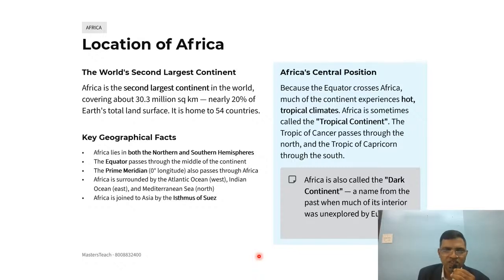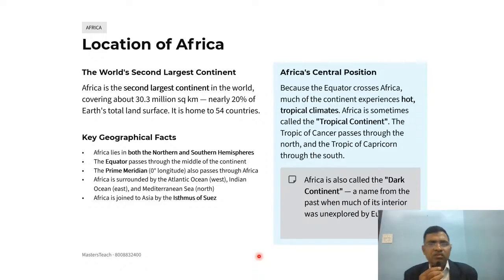Location of Africa. We discussed Europe; now we'll look at the location of Africa. It is the second largest continent, with 30.3 million square kilometers. Nearly 20% of the Earth's total land surface, and it has 54 countries. You can refer to any world map for this.